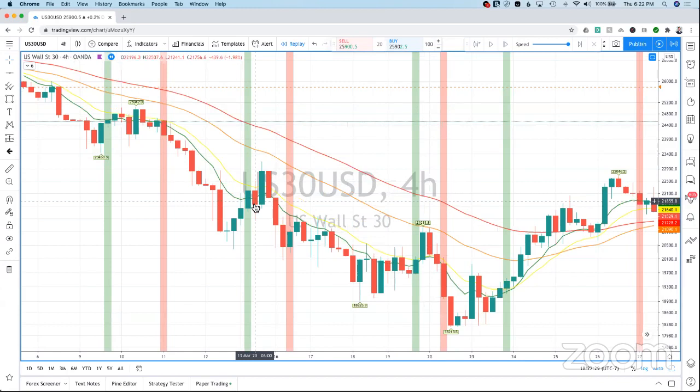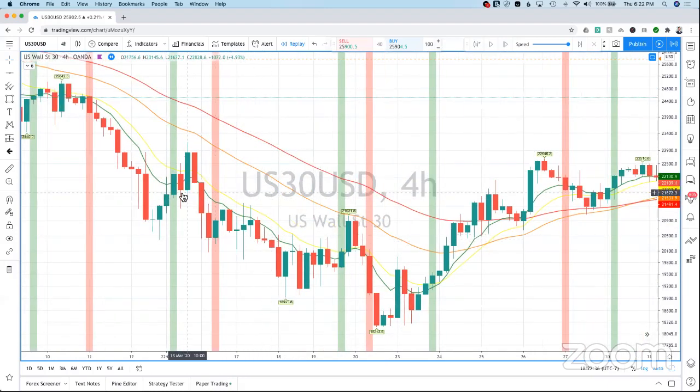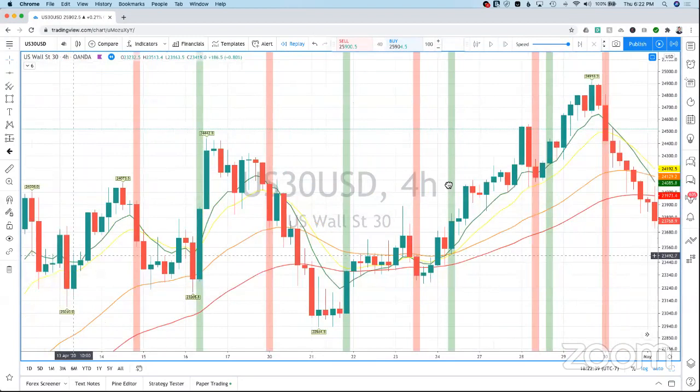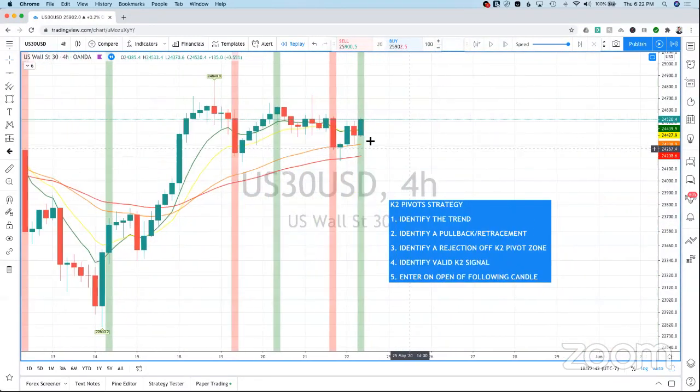Similar if it happened with a buy signal. If you had a buy signal and it was a red bearish candle, then that would be invalid too. But if they match, green and green, valid. Red and red, valid. So let's go back to here. Right here, it's green and green, so it's valid. We've met all 4 requirements.